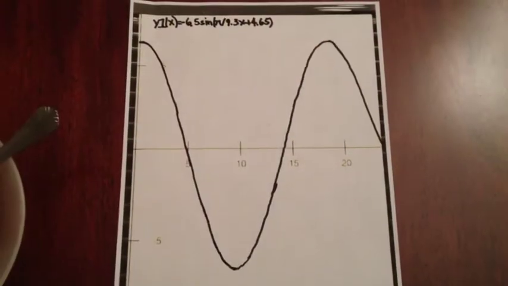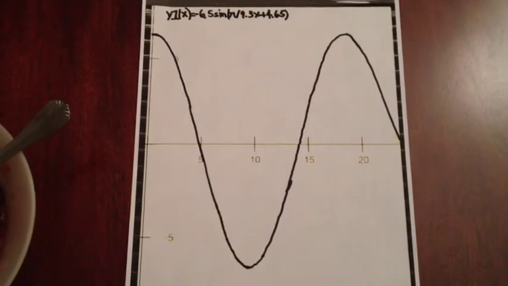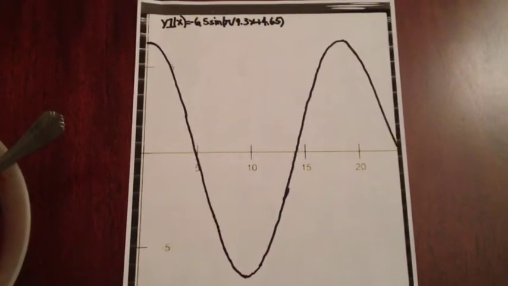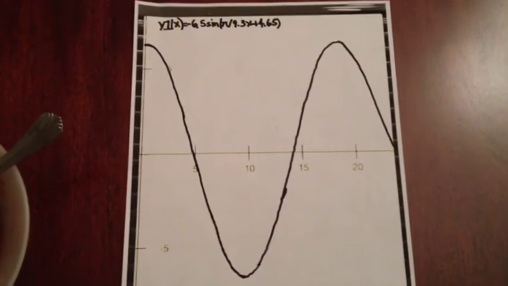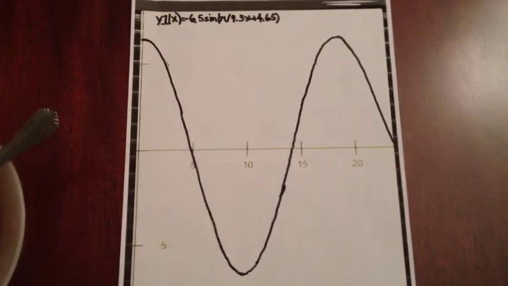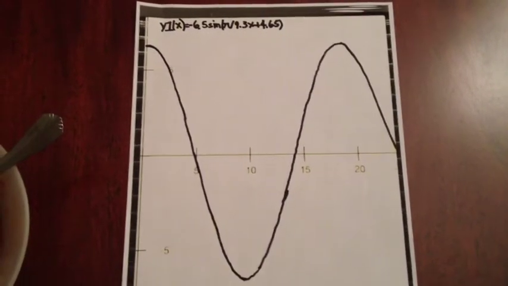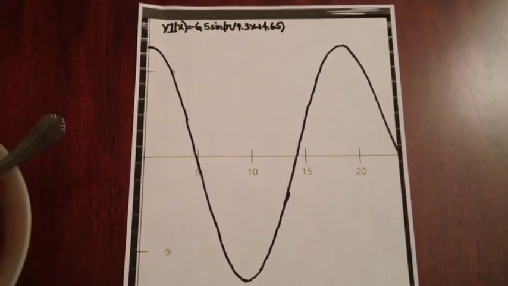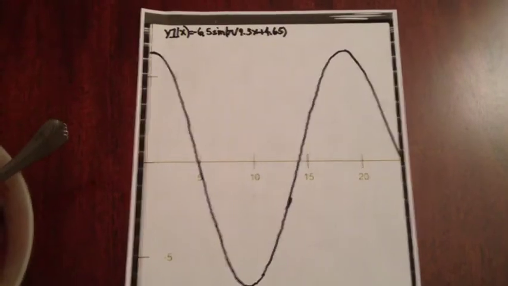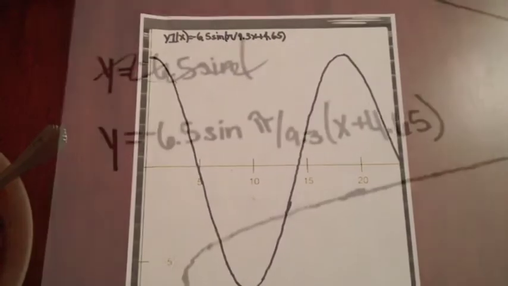This is my first graph. This is a graph of the tidal range of the British Channel. The amplitude is 6.5. That's because it has a range of 13 meters from low tide to high tide. So I just divided 13 by 2 to get 6.5. The equation is y = -6.5 sin(π/9.3 x + 4.65).